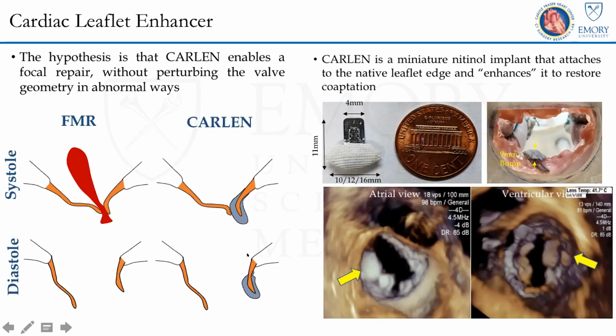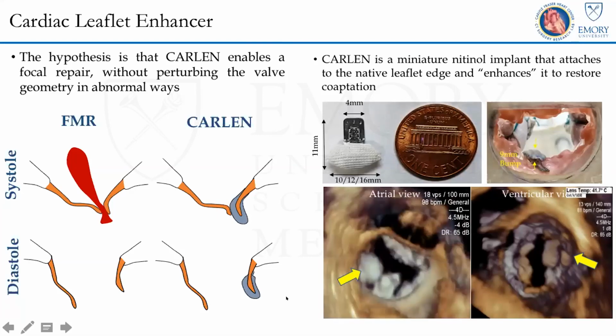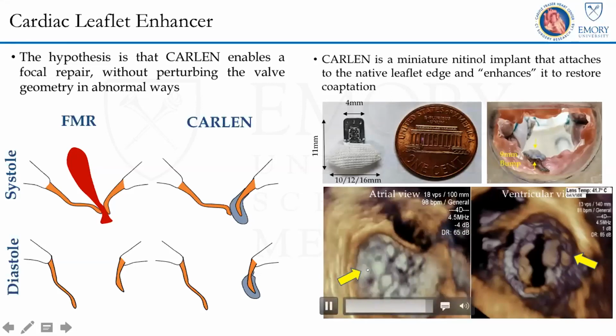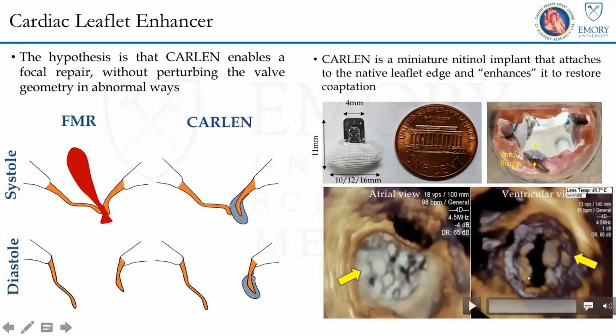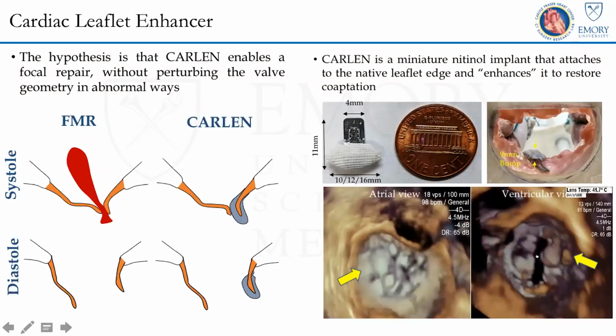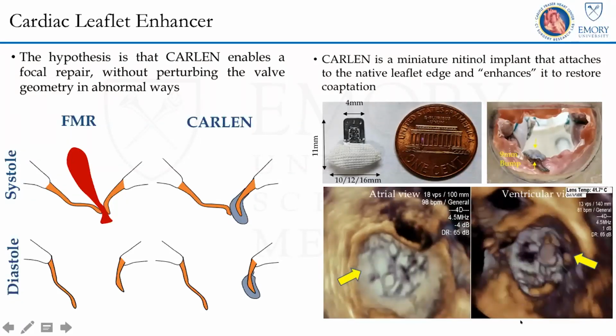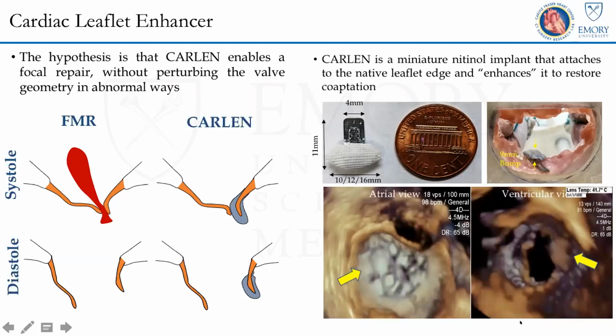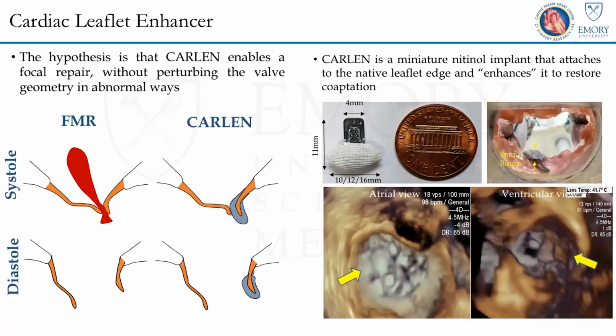So this concept was translated to practice by developing this tiny nitinol implant covered in fabric that attaches without any anchors or sutures to the edge of the mitral leaflet. And as the leaflet moves, you can see the device coming into coaptation. And this is a ventricular view you can see on the right side, where you can see the device coming into coaptation at 6 months and providing a much better shelf for coaptation and correction of FMR.